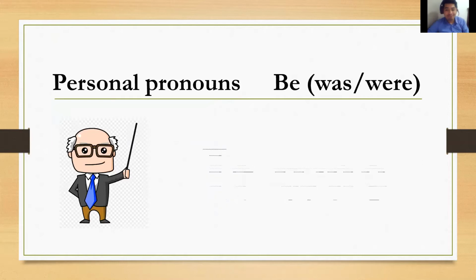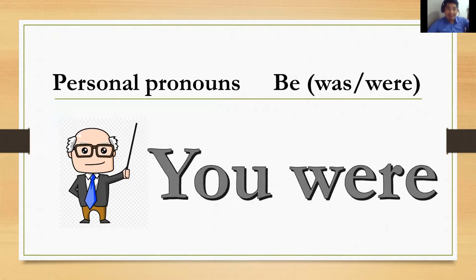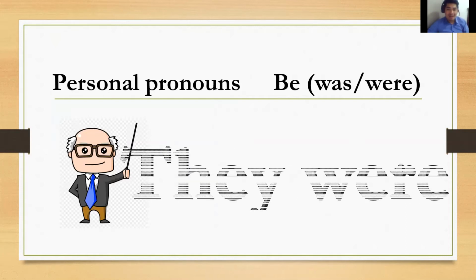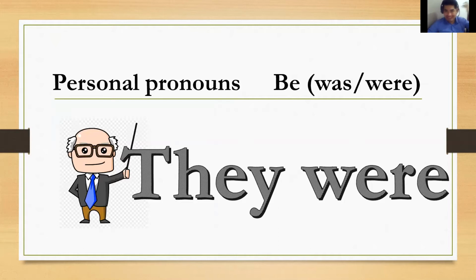How about my dog? You were my classmate. Okay, you were my classmate. We were teachers. Okay, we were teachers. And finally, they were, I don't know, Canadian. They were Canadian. Well, so this is about personal pronouns and be, was, were. Now, as I mentioned, on these sentences, on these patterns, I'm just using was, were. What about the negative form of was and were? Take a look at it.